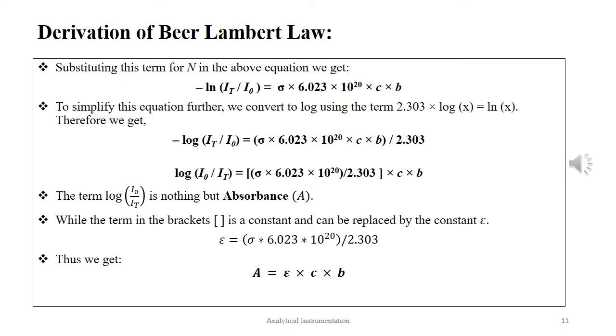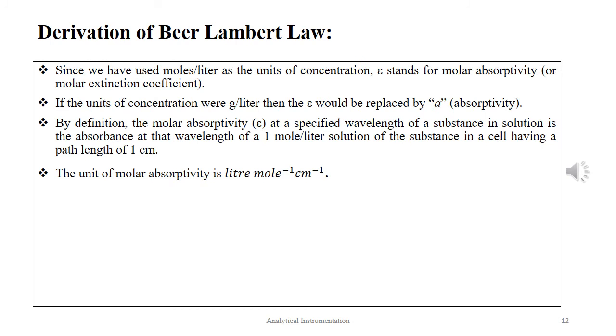The term log I0 by It is nothing but absorbance A, while the term in the bracket is a constant and can be replaced by the coefficient epsilon. Thus, epsilon becomes sigma into 6.023 into 10 raised to 20 by 2.303. Thus, we get A equals epsilon Cb. Since we have used moles per liter as the units of concentration, epsilon stands for molar absorptivity. If the units of concentration were gram per liter, then epsilon would be replaced by small a, absorptivity.